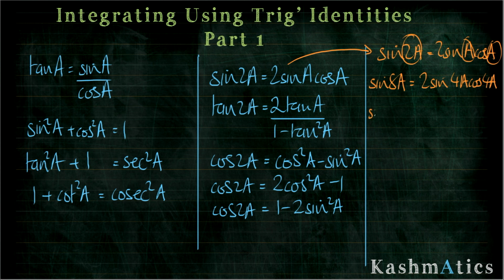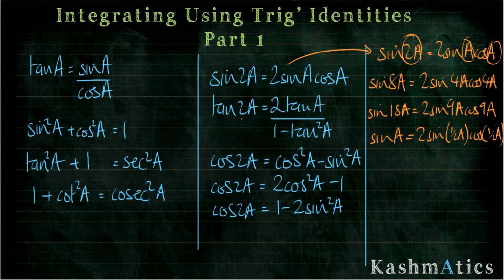If I made it sine 18a, that would be 2 sine 9a cos 9a. Even if I made it sine a, the other side would be 2 sine a half a cos a half a. So don't touch the numbers at the front, okay? So don't touch those coefficients. But all you need to remember is the angle on the left needs to be double the angle on the right, as long as you've written them the same way I have.